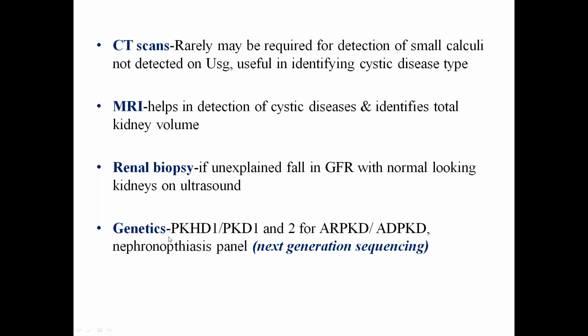Now, in the present era, genetics, especially the polycystin 1 and polycystin 2 genes, for identifying any autosomal recessive polycystic kidney disease or any autosomal dominant polycystic kidney disease, is often done to identify patients. And then you have the nephronophthisis panel, which is usually done by next generation sequencing, to identify the cause of chronic kidney disease.